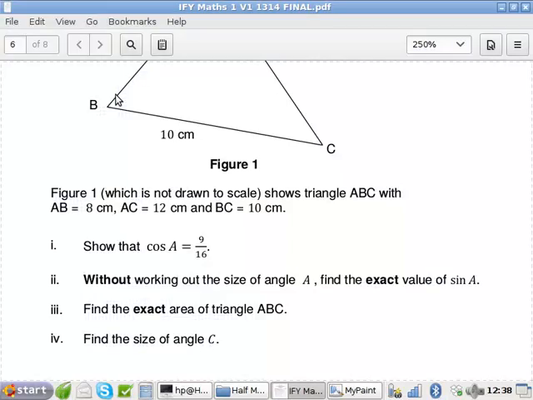We want angle C here. Okay, so try and get angle C. How many marks? 3 marks, yeah. Can we use A over sine A equals C over sine C? Yeah, yeah, you could.